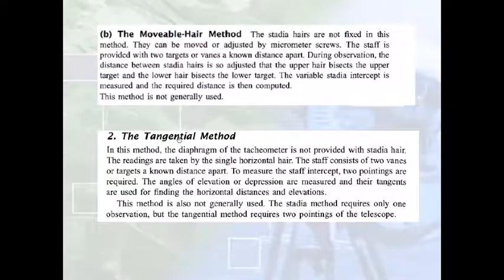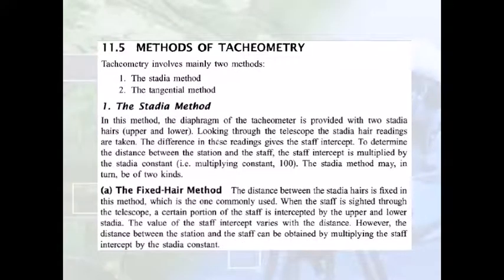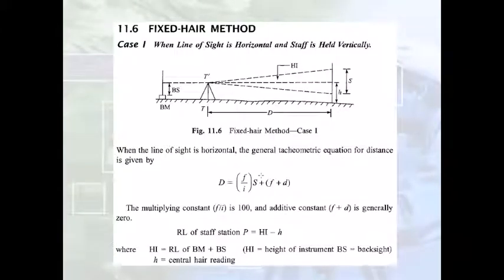But we don't use this method, and we don't use the tangential method as well, so I'm just going to stick with the fixed hair method of the stadia, and all the discussion from now onwards will be about this method. This method can have a number of cases like I discussed before. The case that we discussed came up with this equation: the distance between the instrument and the leveling staff is equal to the multiplying constant multiplied by the staff intercept s, plus f plus d, which was the additive constant.